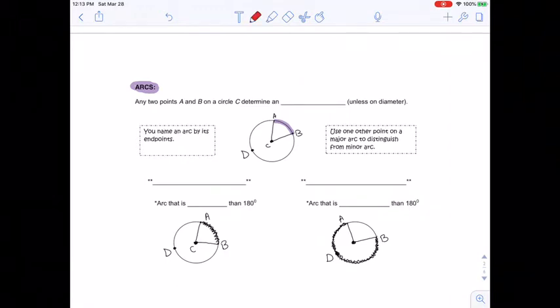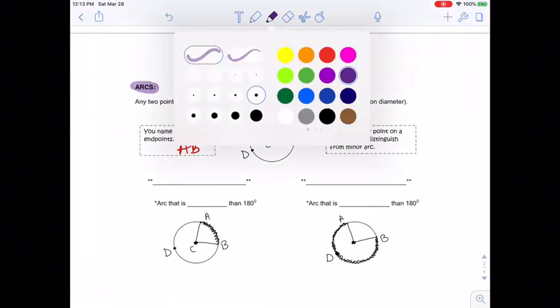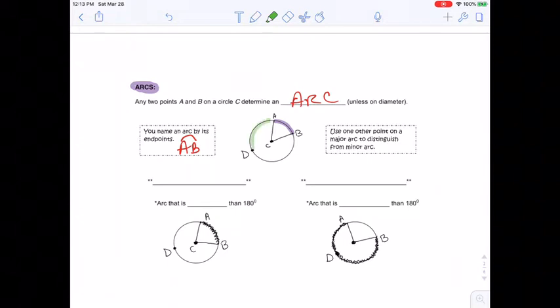Any 2 points, A and B, on a circle determine an arc. So you can use AB with a little curve above it, and it will describe an arc, a curve, if you will, around part of the circle. Now, if you want to go the long way, notice I went the short distance. If I want to go the long way around, and I want the reader to know that, you can use 3 letters. So you can say A, D, B.